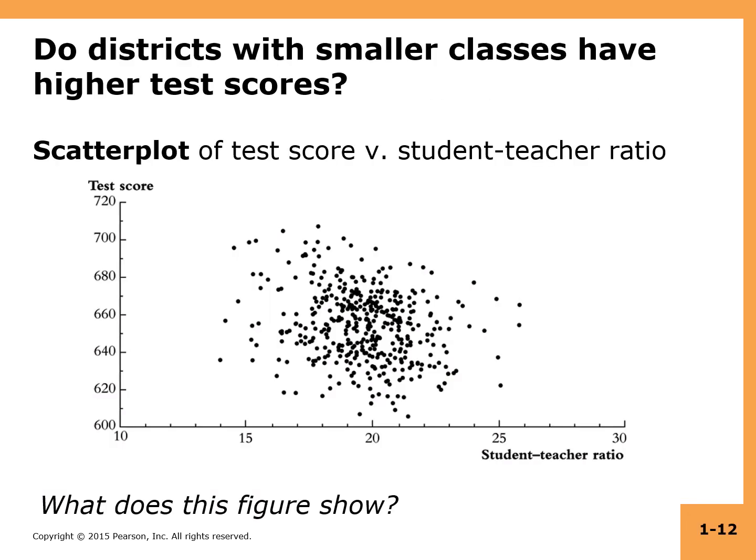Going back to our original empirical policy question, we are interested in whether smaller classes are related to higher test scores. Here we have a scatter plot of test scores on the y-axis and student-teacher ratio on the x-axis. Do you see any linear relationship? Can you fit a positive or negative line through this?